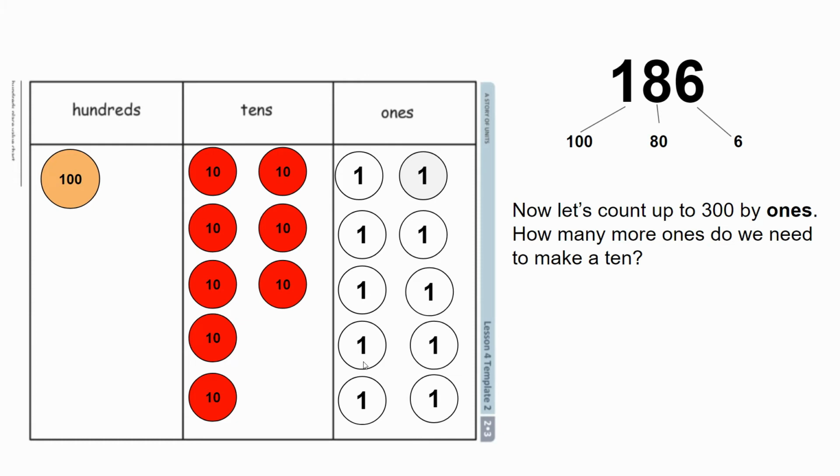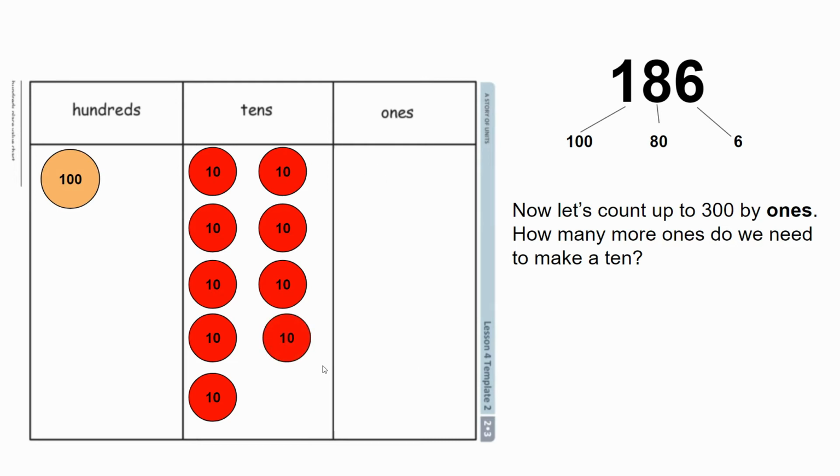So, whenever you are drawing your place value disks, remember to use the 10 frame way, the 2 vertical columns of 5. Now count with me. 187, 188, 189, 190. Now, we already have 10 ones here. So, let's trade it for 1 ten disk. Here we go.